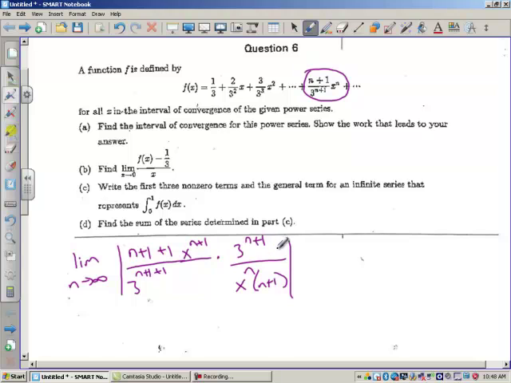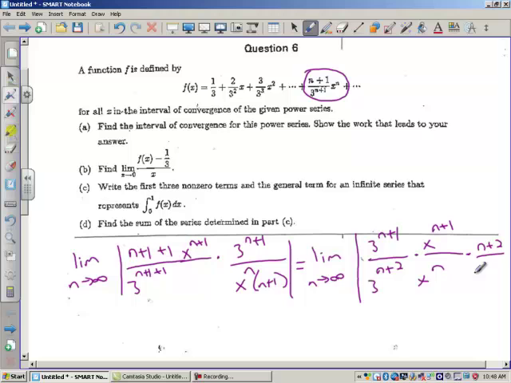Okay, so let's see what happens here. I'm going to have the limit as n approaches infinity of, get everything lined up, I've got 3 to the n plus 1 over 3 to the n plus 2. Because n plus 1 is n plus 2. And I also have some x's. I've got x to the n plus 1 over x to the n. And then I've got my n's. I've got n plus 2 on top, and I've got n plus 1 on bottom.